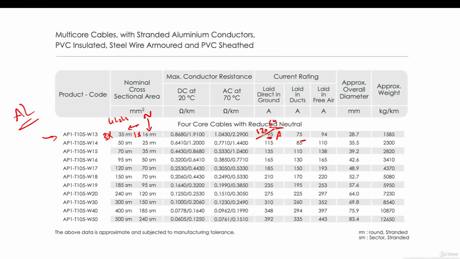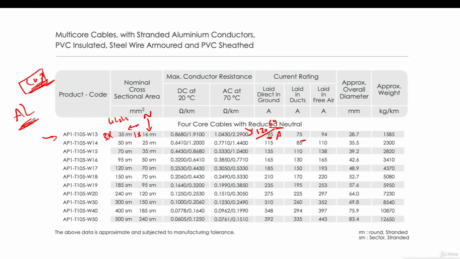What does it mean? It means that for the same cross section of copper and aluminum, the copper can load more current than aluminum. But why do we use aluminum cables? Because it is not expensive, it's cheaper than copper cables, and this is the only reason we are using aluminum cables.